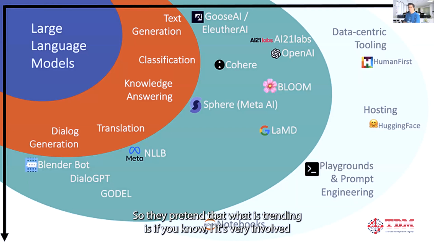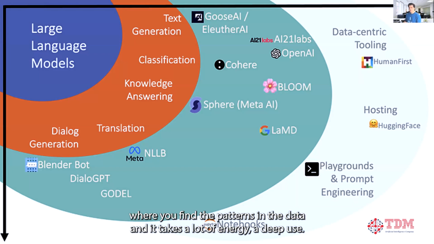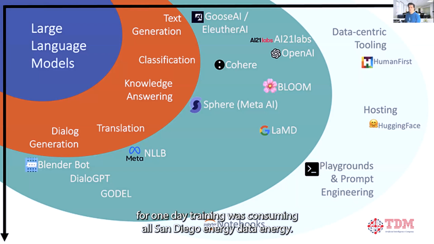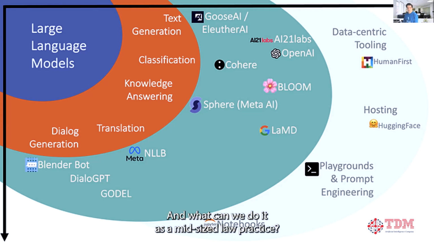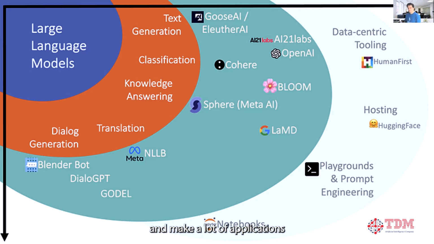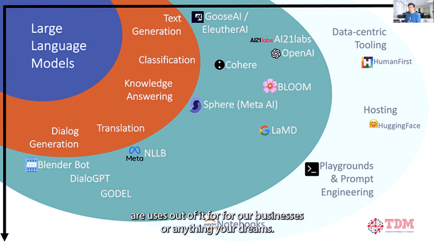So they pre-trained it. What training is, if you know AI, it's very involved, where you find the patterns in the data, and it takes a lot of energy and GPUs. Just to give you the complexity and the resource requirements, ChatGPT's one day of training was consuming the whole of San Diego's energy. So it's that much involved. Can we do it as mid-size or low operators? Obviously not. So the opportunity is in how we consume these pre-trained models and make applications or uses out of them for our businesses or whatever your dreams are.